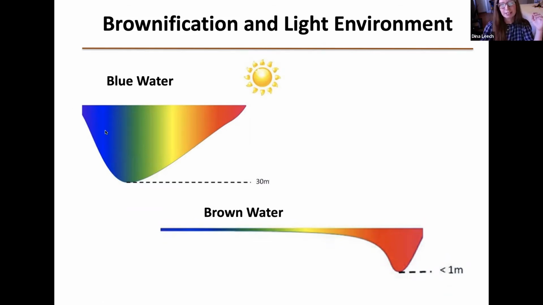So in a clear water system, we have good representation throughout the whole visible spectrum. But when we add a bunch of organic matter, we shift the light environment so that light doesn't penetrate as deeply. And it's also mostly red light. So is this going to have an effect on fish feeding behavior?